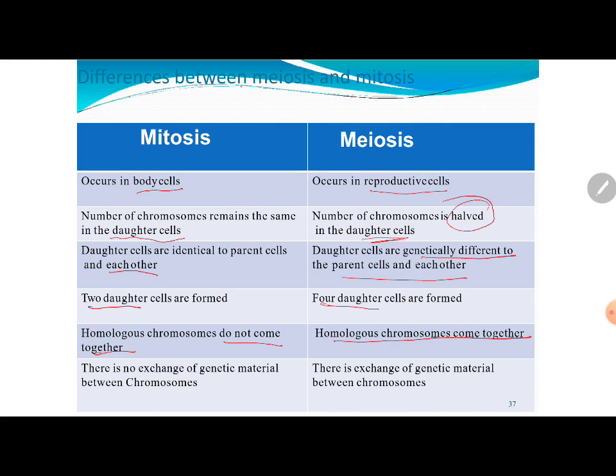In mitosis, homologous chromosomes do not come together; here homologous chromosomes come together. In mitosis there is no exchange of genetic material; in meiosis there is exchange of genetic material.